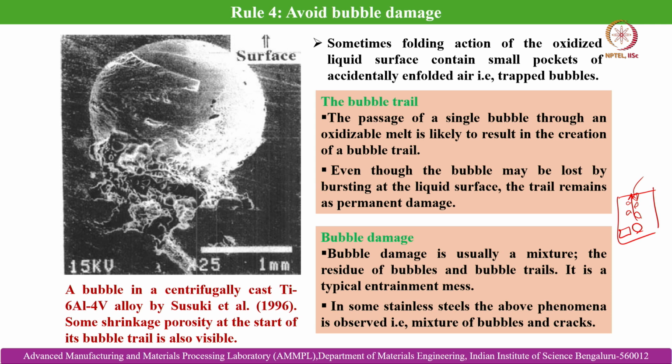So, the passage of a single bubble through an oxidizable melt is likely to result in the creation of a bubble trail. Even though the main bubble may be lost by bursting at the liquid surface, as I have drawn here and tried to explain to you, the trail remains as permanent damage. So, bubble damage is usually a mixture, the residue of bubbles and bubble trails. It is a typical entrainment mess. In some stainless steels the above phenomenon is observed, that is, a mixture of bubbles and cracks.